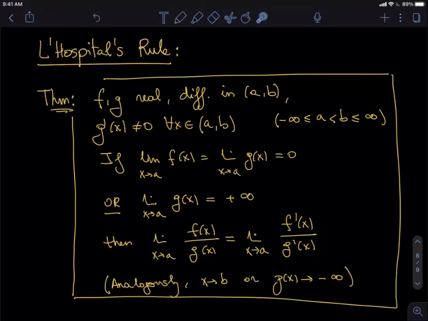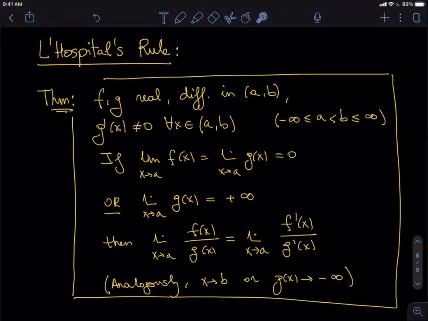Okay, there are some conditions. This theorem applies when both functions f and g have a limit of 0, both of them, or the limit of the denominator is infinity. It could be also negative infinity. So this applies to indeterminate limits, and it's a way to resolve indeterminations whenever the functions are differentiable.